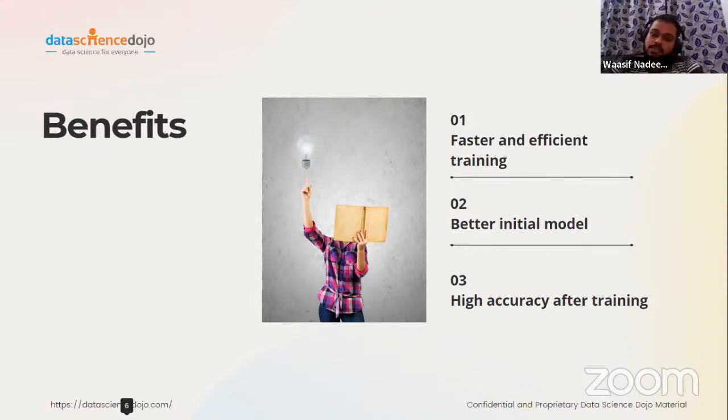Lastly, high accuracy after training. So transfer learning gives us very good accuracy with the results. Like, you have less data and it could easily learn from the data and give you very good accuracy. But actually, that's not a benefit. It can be seen as a benefit, but if you go into the detail, it can harm your results. So how is that so?